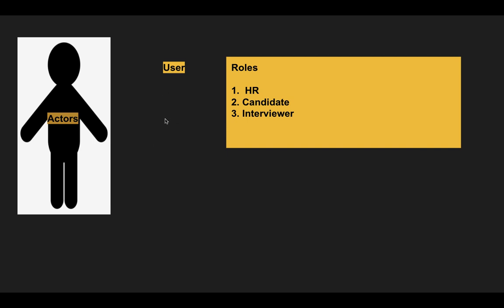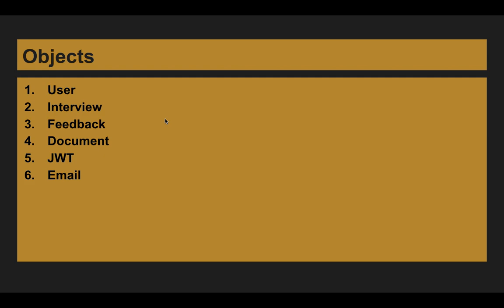Okay, in the next slide I am going to explain the objects. What are the possible objects for the interview scheduler app? If you see, the first object is user, because of the users who are going to use this application. The first one is the HR who will schedule the interview, and when she or he schedules the interview, it will go to the candidate as well as the interviewer. Those are basically called users, having different roles.